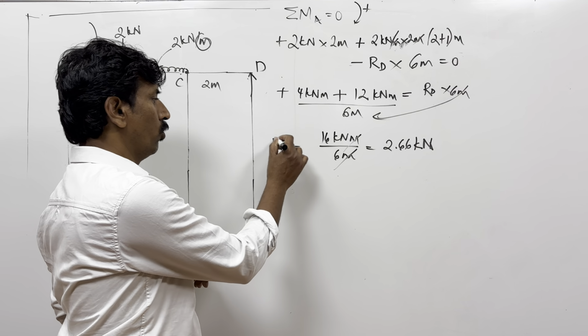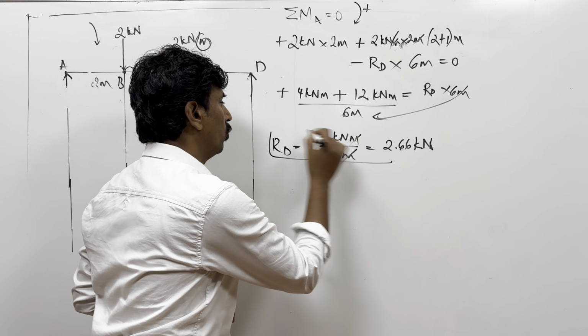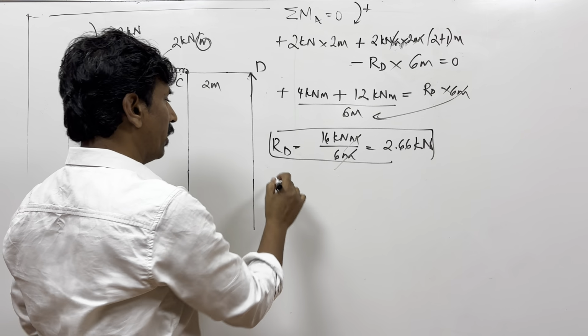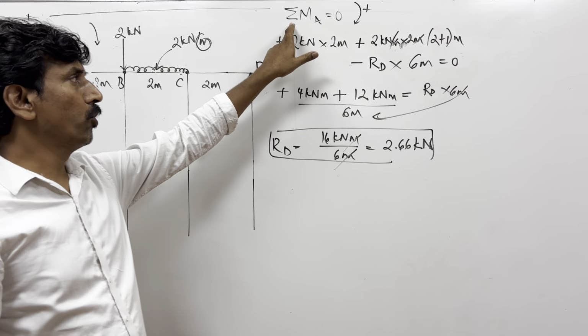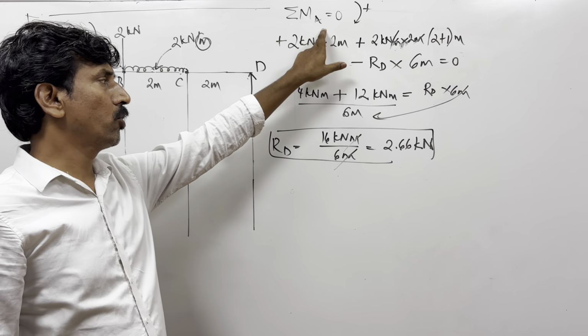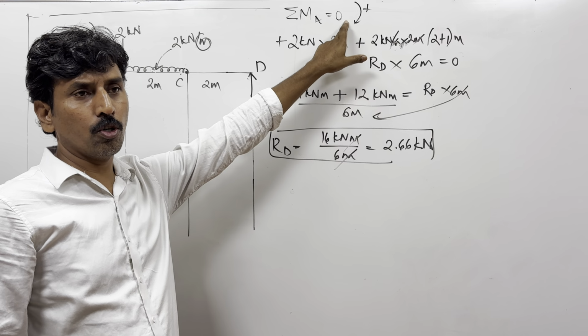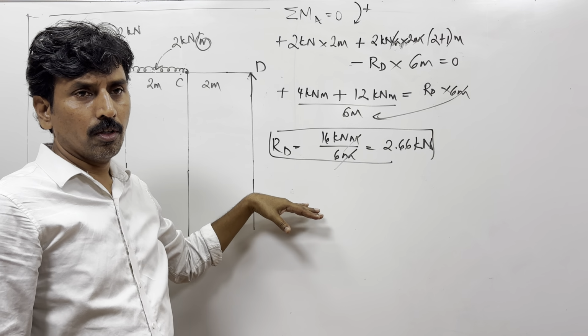So once you know this, right now what you know is the RD value. So can you know the value of RA? What equation do you use? Here you use sigma MA is equal to 0. Summation of moments about A is equal to 0. Now what will you use?